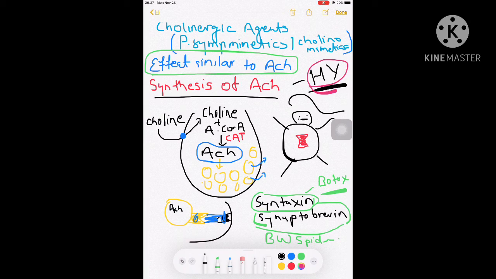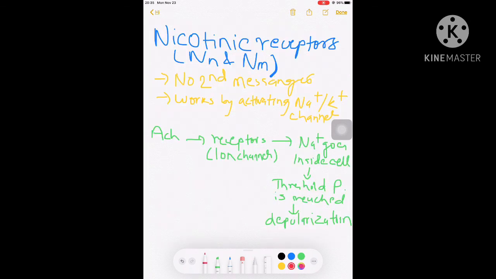Next we'll discuss the mechanism of action of nicotinic and muscarinic receptors, how acetylcholine acts via these receptors. We'll now discuss how acetylcholine works through nicotinic receptors, both NN and NM type. The two most important points to remember are that there is no second messenger system, unlike the muscarinic receptors, which have second messengers. Nicotinic receptors do not. These nicotinic receptors basically work by activating sodium and potassium channels.